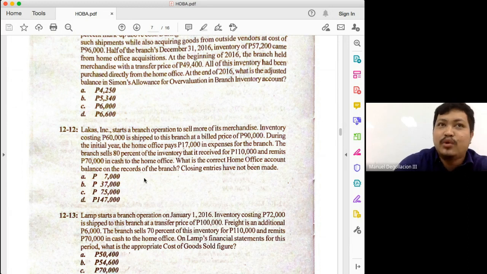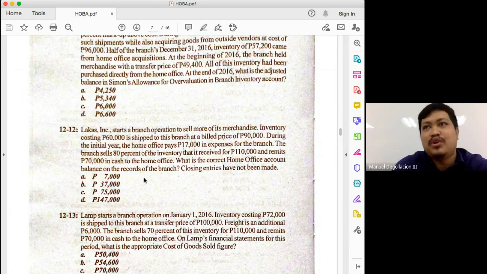And again, since closing entries have not yet been made, there is no need for us to compute the profit or loss of the branch. So all we have to monitor would be the investments and withdrawals made by the home office. So what are the investments made by the home office in this problem? Number one would be the shipment of merchandise. Because if you can recall in the problem in chapter 11, there was a shipment of merchandise and a transfer of an equipment. Okay, but here only a transfer of merchandise.